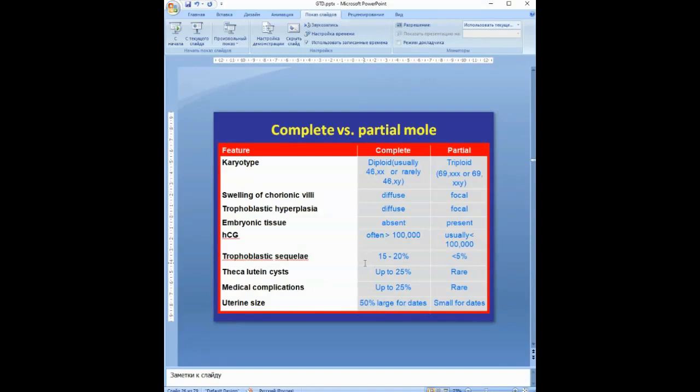Trophoblastic sequelae in about 15 to 20% of cases. In partial, less than 5%. Theca lutein cysts up to 25% in complete and rare in partial. Medical complications up to 25% in complete and rare in partial. Uterine size is 50% larger for dates in complete. In partial, small for dates.